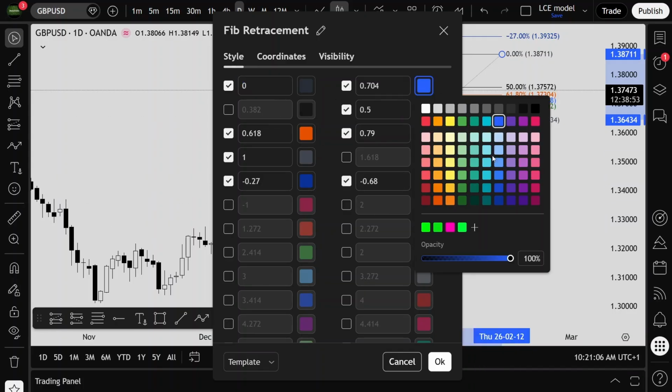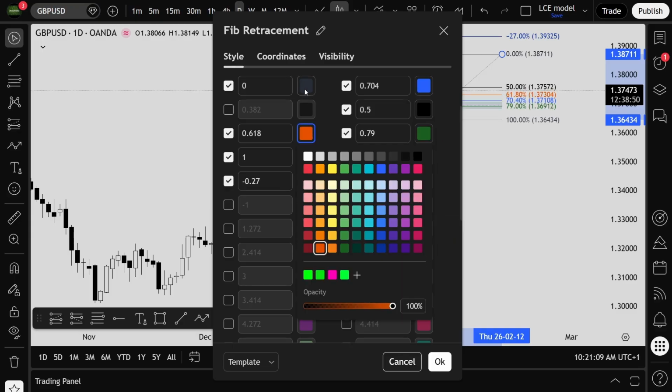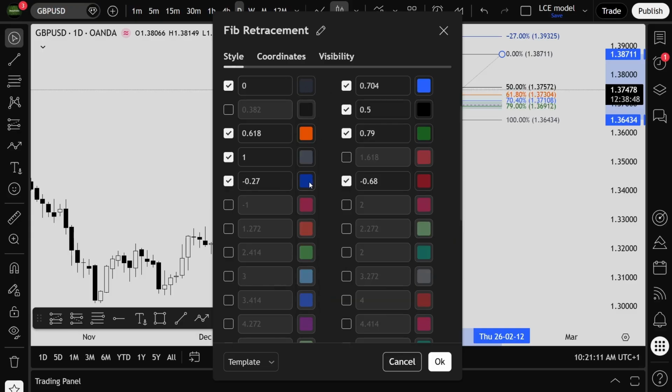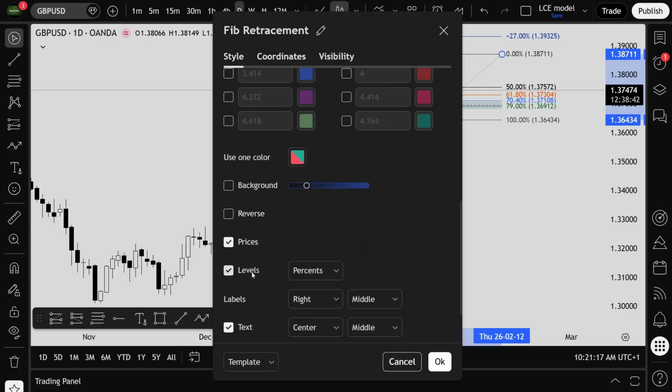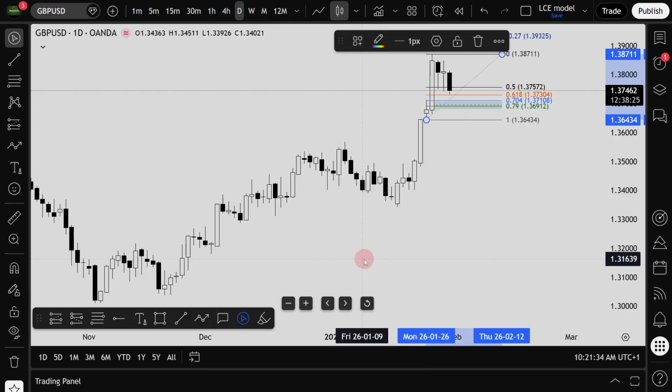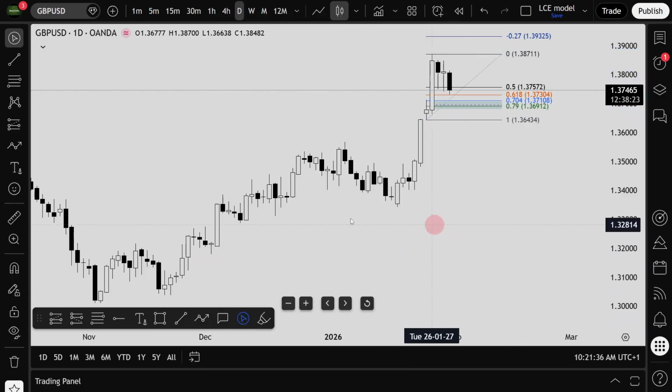Those are just the levels you need on your Fibonacci. And then you can change the color to whatever you like. Those are what I use. Then going lower, you can set the level to either percentage or value. I put my percentage, but I like to leave it as value. I recently changed to percentage because of a video, and since then I just left it at that. So back to values.